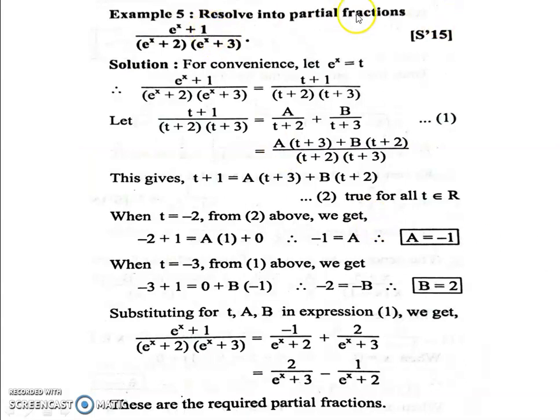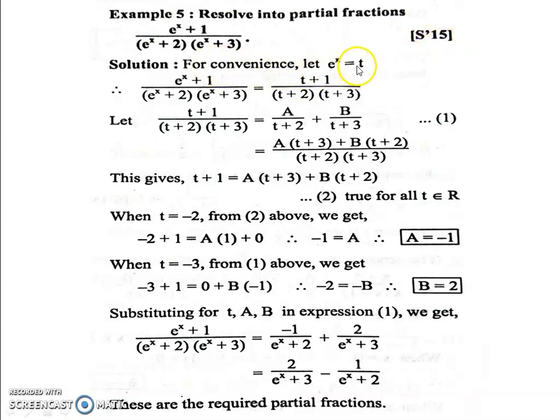The next example is totally different from the x variable. How is it possible? Let us try. Resolve the following into partial fractions: e raised to x plus 1 upon (e raised to x plus 2)(e raised to x plus 3). In the previous example, x term is there. So here e raised to x is there. It was asked in summer 15.